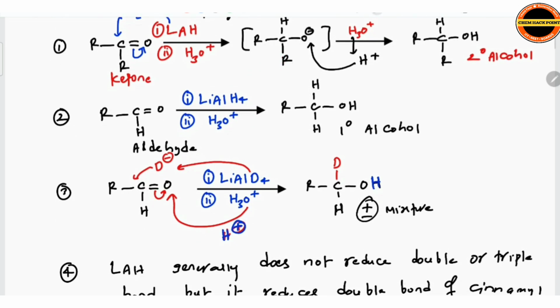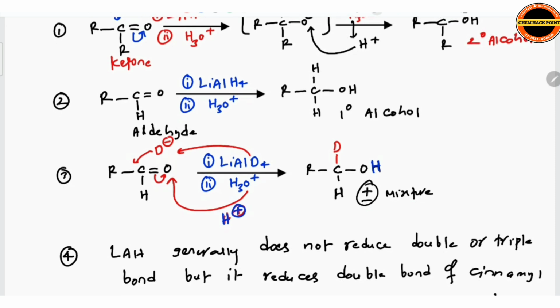For example, if an isotope-labelled reagent like lithium aluminum deuteride is given, then D minus attaches at carbon and H plus at oxygen. See here, D minus is attached at the carbon, and hydrogen at the oxygen. So overall it is a plus-minus mixture, because the product is an optically active component, meaning here you will get a racemic mixture. A racemic mixture is optically inactive overall.